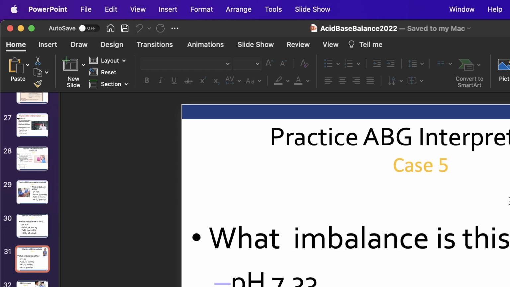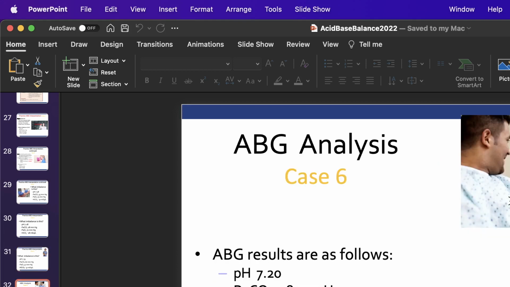This is your classic COPD here. We know it's not fully compensated, right guys? pH is not within normal limits, so we know it's not fully compensated. But we know it is partially compensated because the remaining value is moving in the opposite direction. Okay, very good. We're going to go to case study number 6. Bear with me while I switch over here.